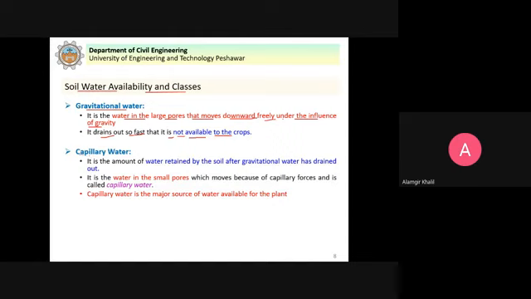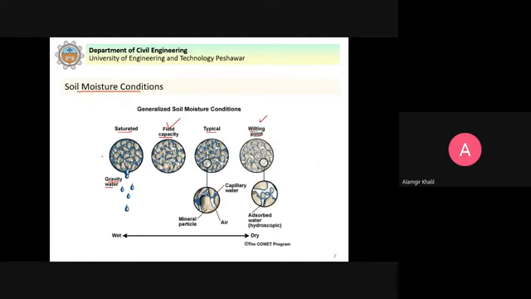The second one is the capillary water. It is the amount of water retained by the soil after gravitational water has drained out. For example, here, now the gravity water has drained out. This is the water which is retained by the soil. This is capillary water.